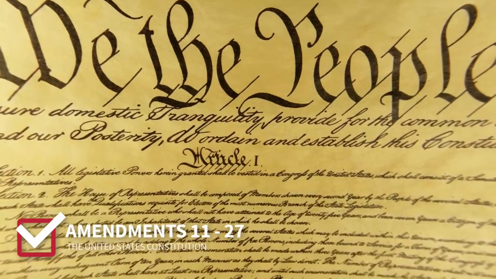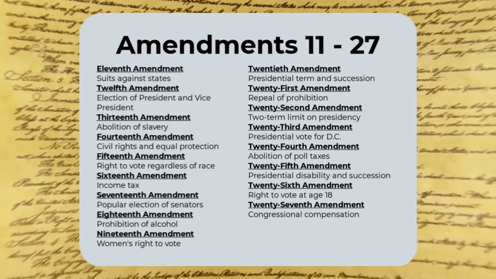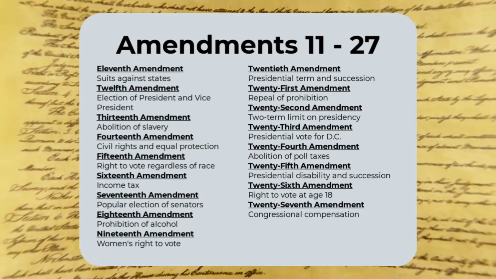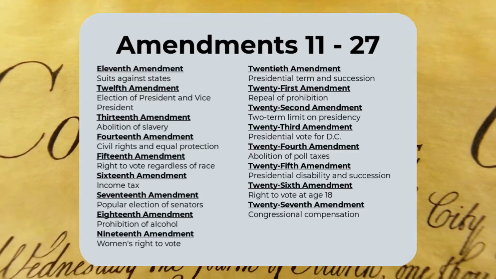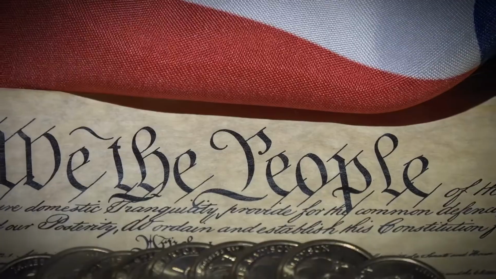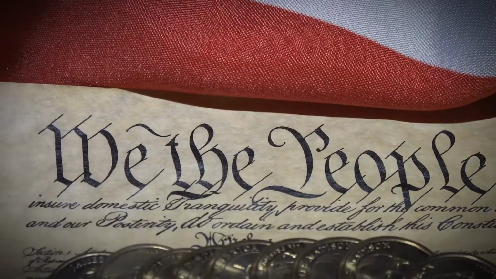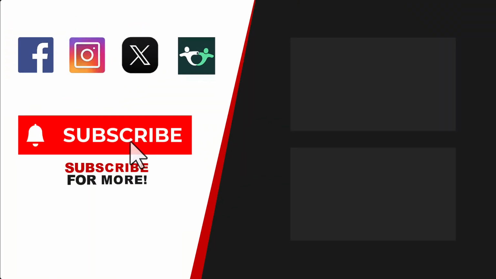Since the ratification of the Constitution, 17 amendments have been added beyond the original Bill of Rights, reflecting the nation's evolving values and challenges. These amendments have expanded civil rights, reformed political processes, and clarified government powers. Together, these 17 amendments demonstrate the Constitution's capacity for change, allowing it to adapt to new circumstances while maintaining America's core democratic principles. And that's everything you need to know about the United States Constitution.